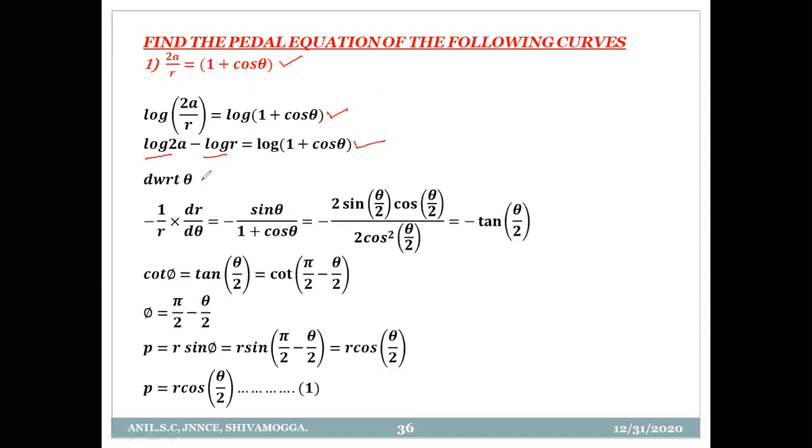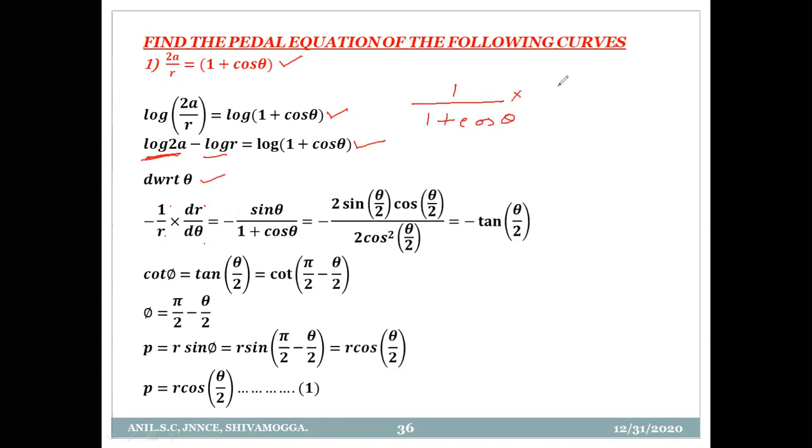Now differentiate with respect to theta. Log 2a is a constant, its derivative will be 0. Minus, you keep this negative sign as it is. Derivative of log r is 1 by r into dr by d theta. This is equal to the derivative of log of 1 plus cos theta, which is 1 over 1 plus cos theta.